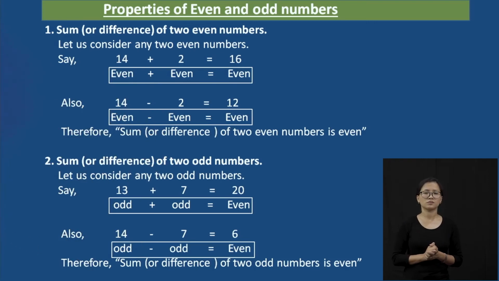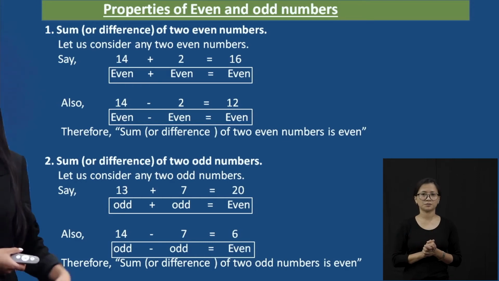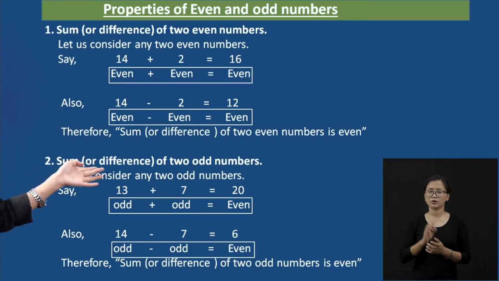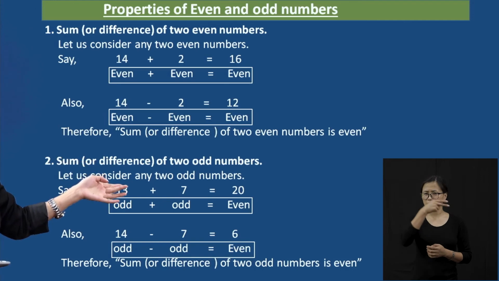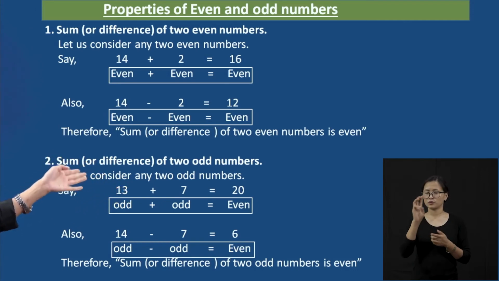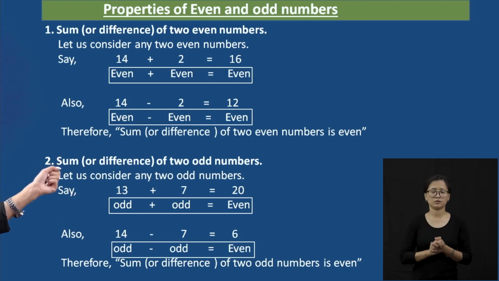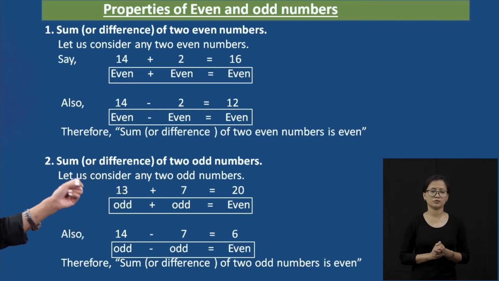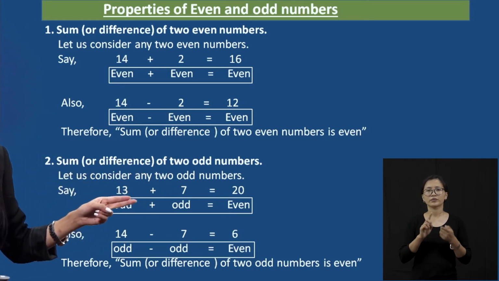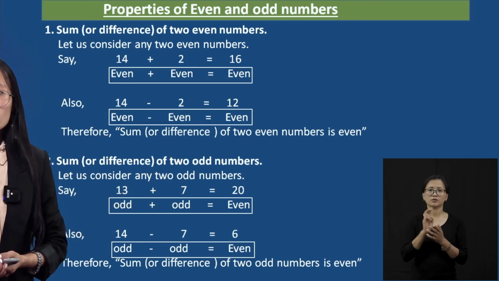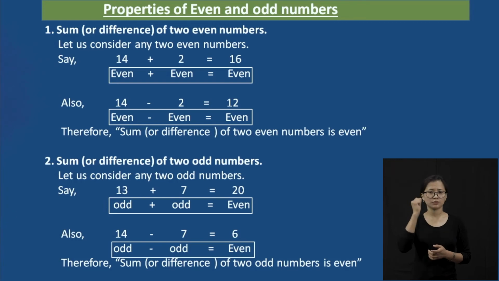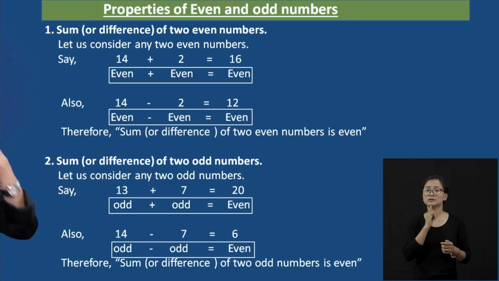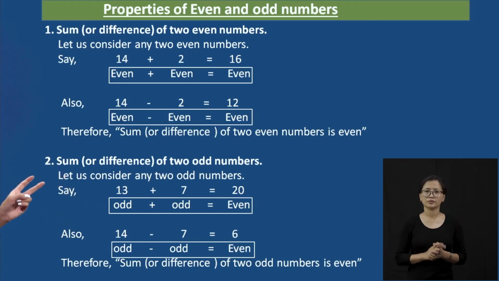Now subtraction or the difference. Taking the same numbers 14 and 2, 14 minus 2 is 12. You know that 14 is even, 2 is even, and subtracting 14 minus 2, you get 12. So even minus even is also even. Therefore, you have to remember that the sum or differences of two evens is even. So plus or minus of two even numbers is even.